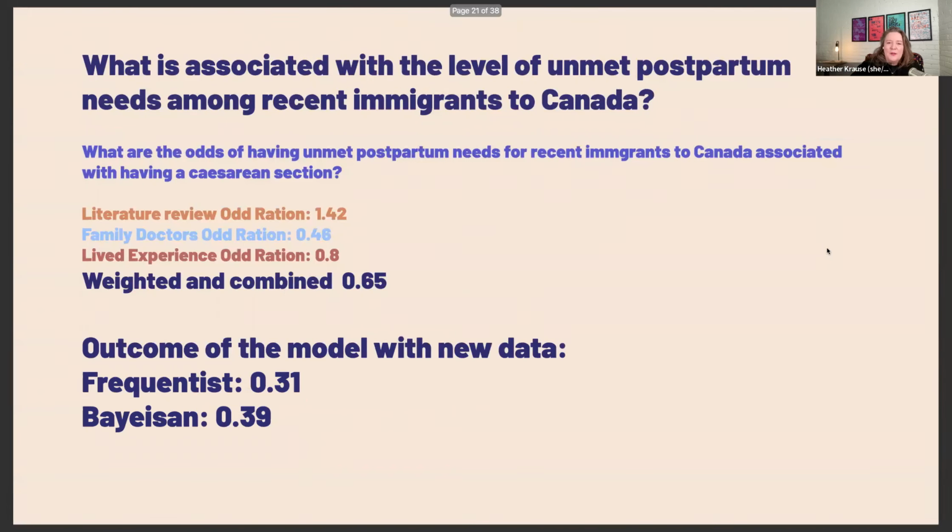And then there are lots of different specific algorithms, specific ways to take an average or ways to combine these opinions to get a single number or a single distribution. You can put in a distribution, but in our example, we're going to put in a number, and that number is 0.65. So what these researchers did was they combined the lit review, the family doctor's opinion, the people with lived experience, and they said, we think that the relationship between having a cesarean and having unmet postpartum needs is about 0.65. And we're going to take the new data that we've collected, combine it with this 0.65, and we're going to calculate.